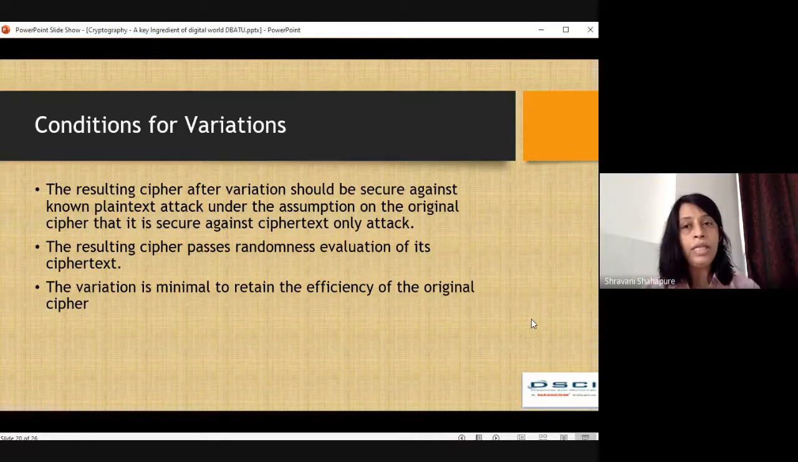So we are trying to ensure that whatever cipher we develop after embedding should be capable of withstanding attacks even though some known plaintext and ciphertext pairs are available for breaking the cipher.